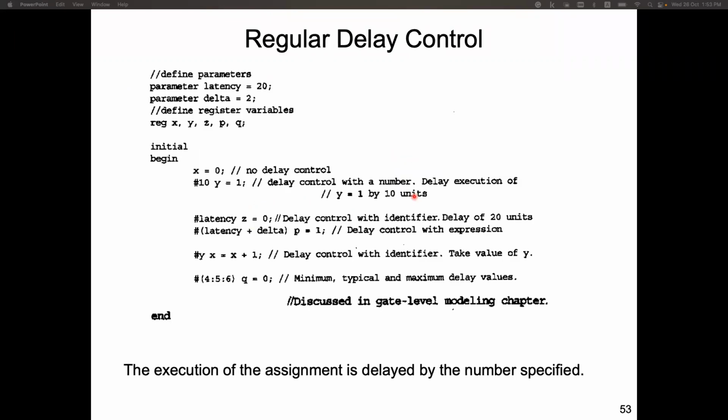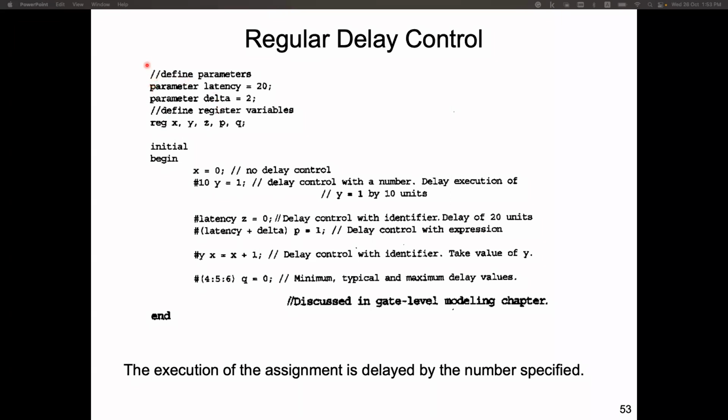For delay-based timing control, its first type is the so-called regular delay control. Regular delay control is specified on the left-hand side of a procedural assignment. And the usage of regular delay control is shown in this example.